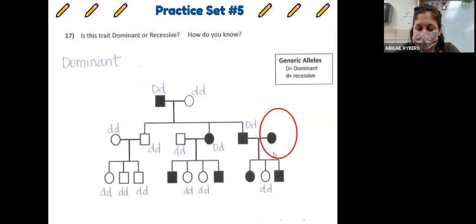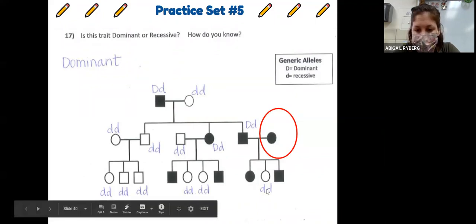If we go over here to his spouse, she has the dominant trait, but if you look here, she had to have given a little d from this to this daughter. So we know that mom is also heterozygous.